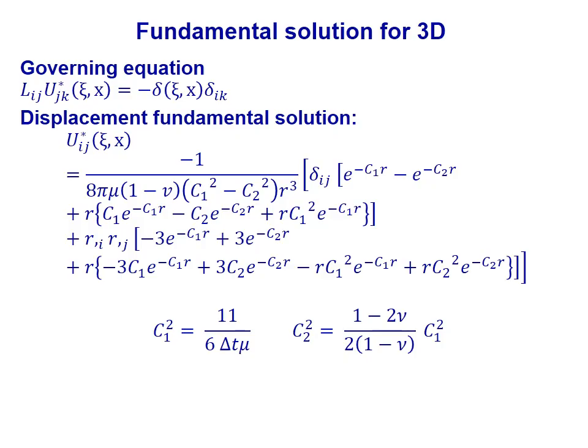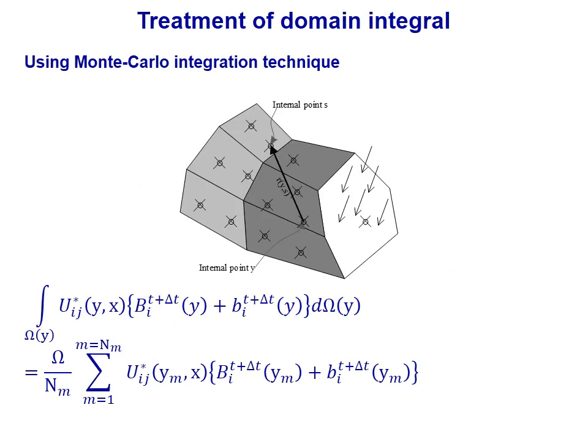Now, how do we obtain the fundamental solution for the new differential operator? We solve this differential equation using the Hörmander method or the Cayley-Hamilton method. So we obtain here the fundamental solution for the new differential operator. We will treat the domain integrals the same as in the steady state case, using the Monte Carlo integration technique. So the problem will be purely meshless.